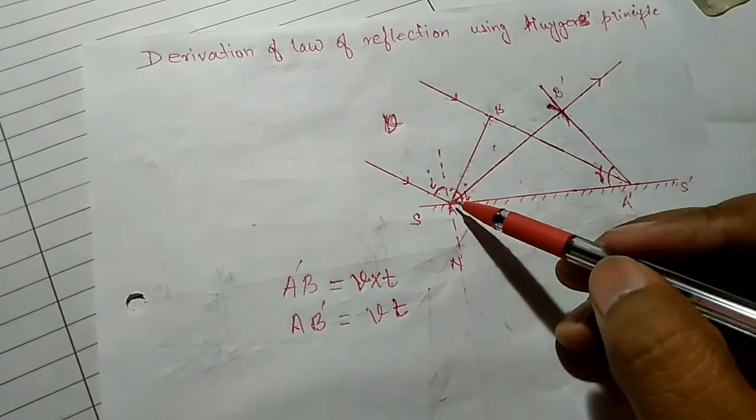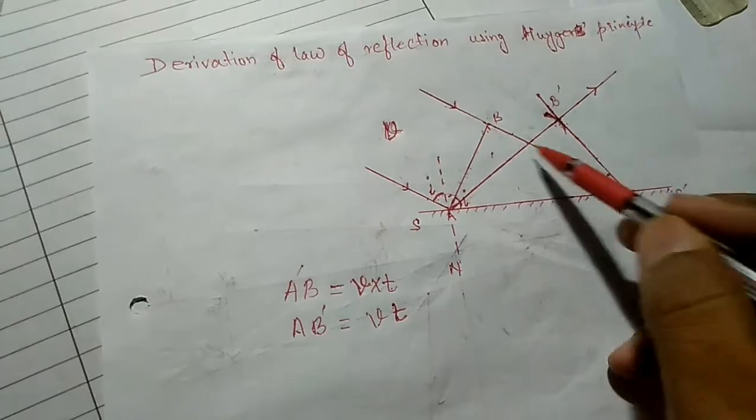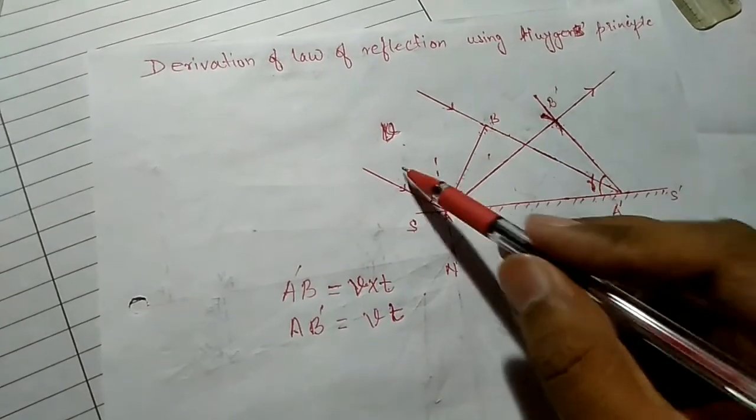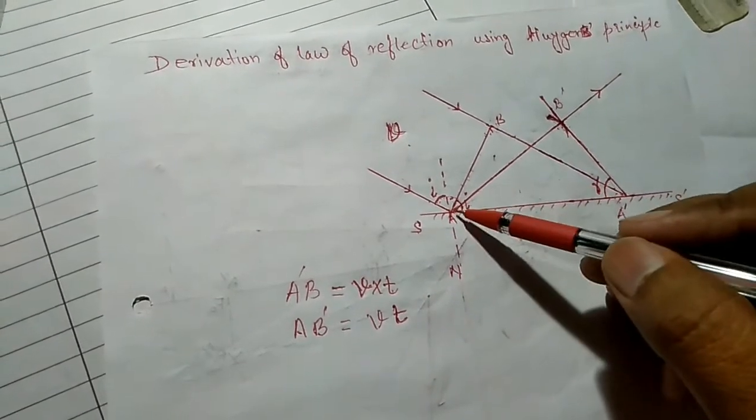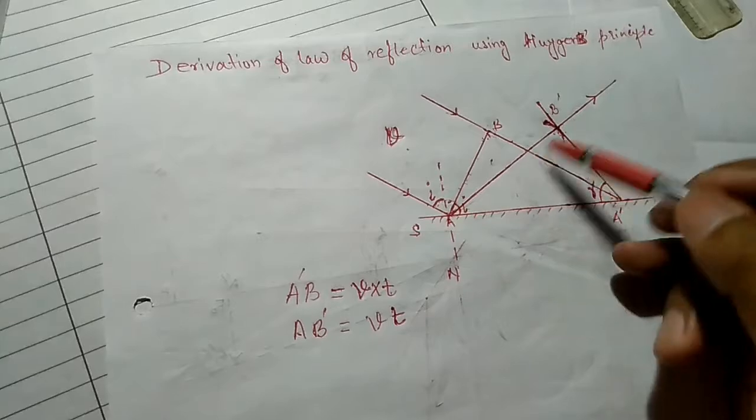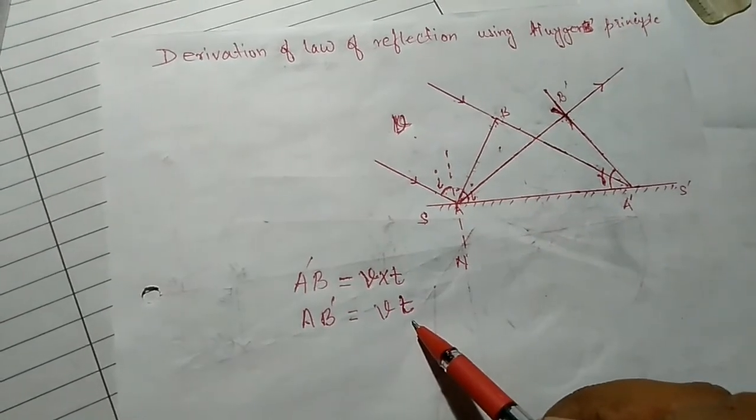You can see here from B to A dash, I'm considering it is taking the time t. So velocity v, the distance traveled vt. In the same way, in the same time, the rays are going from here to here. So AB dash is also equal to vt.